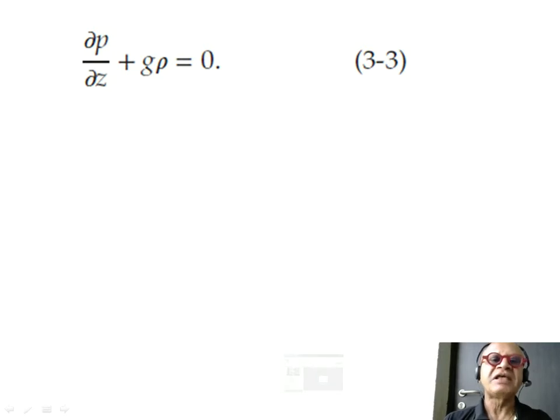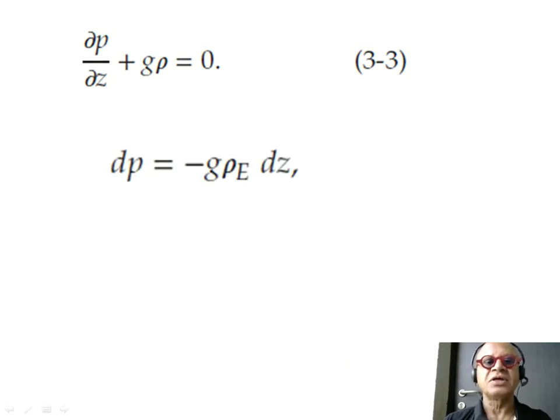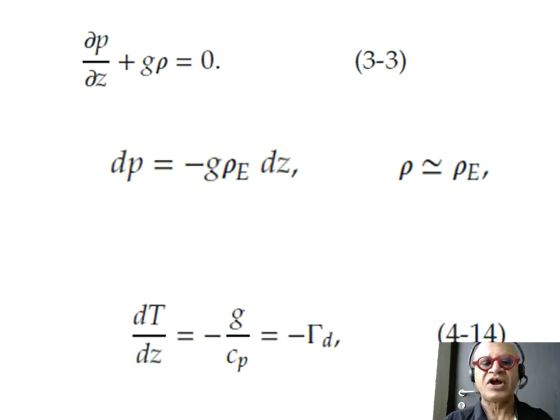So this is our familiar hydrostatic equation, which we can write as dP equals minus rho_E g dz, where rho_E is the density of the environment. So this idea of the environment being the large scale atmosphere and the parcel being the small scale motions, you have to constantly carry in your head.